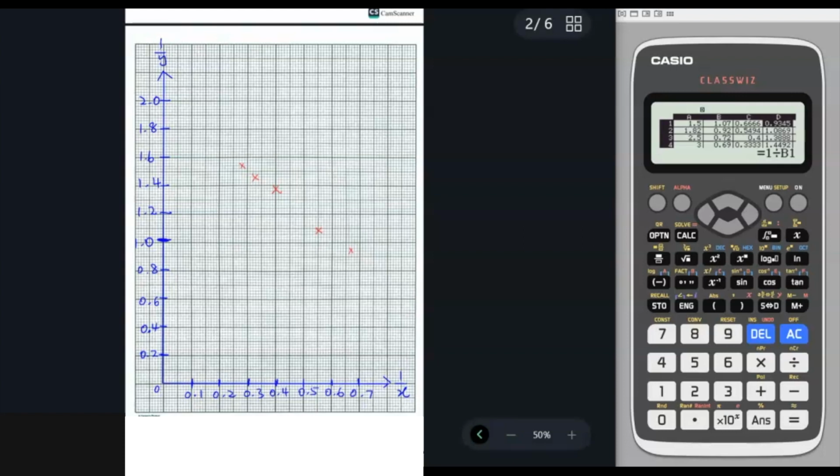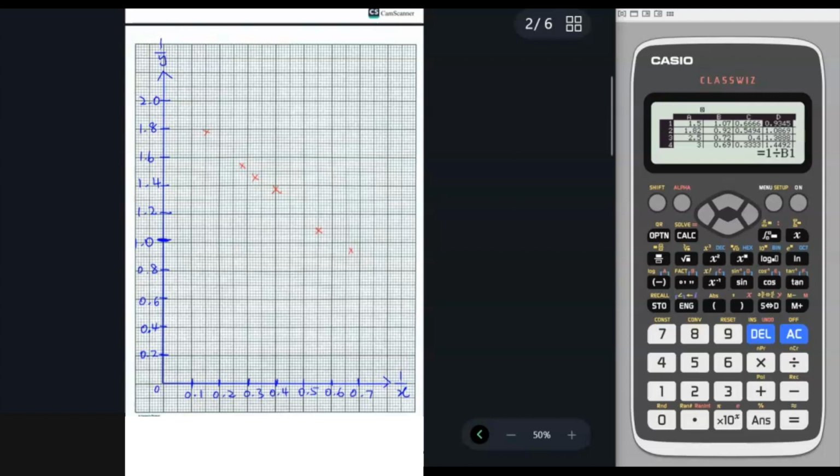Okay, and then the next one is 0.15, 1.79. So 1.7 is here. 1.79 is almost at 1.8, but it doesn't touch 1.8. Okay, here. So we try to draw a line and join the plotted points as many as possible, and see where it cuts at the y-axis to get the y-intercept.